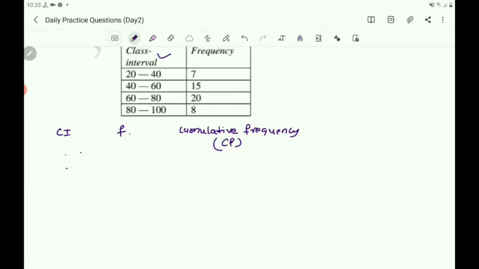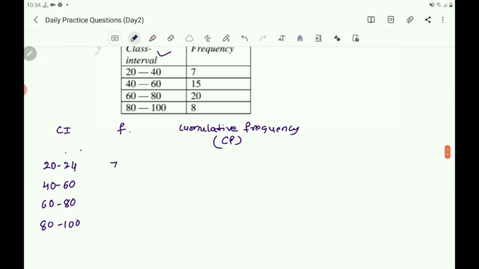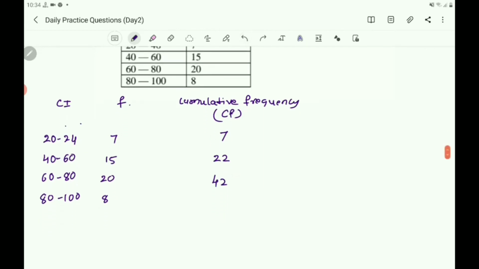Now first the class intervals: 20, 40, 60, 80, 100. Write the frequency 7, 15, 20, 8. Now get the CF. CF means it is in increasing order from upper to lower side. So you write the first frequency 7. Next 7 plus 15, that is 22. 22 plus 20 is 42. 42 plus 8 is 50.